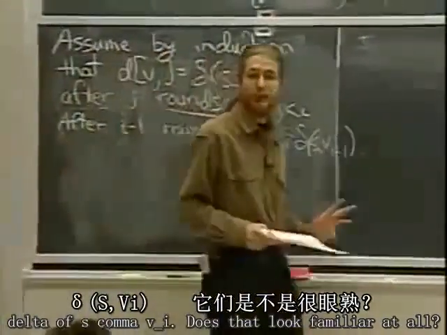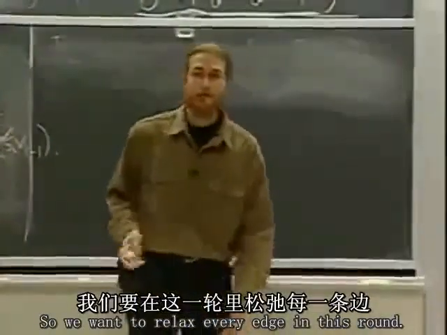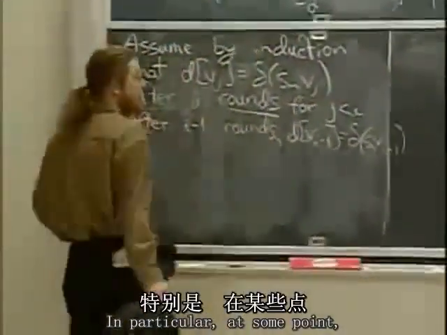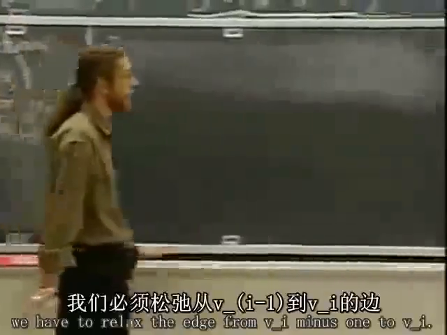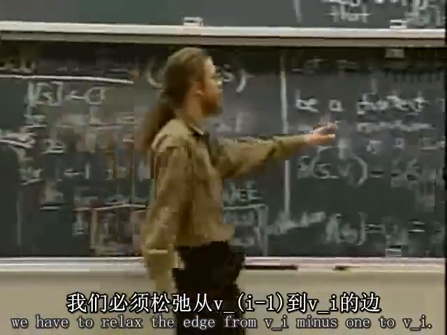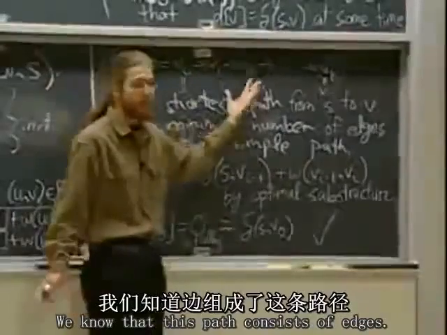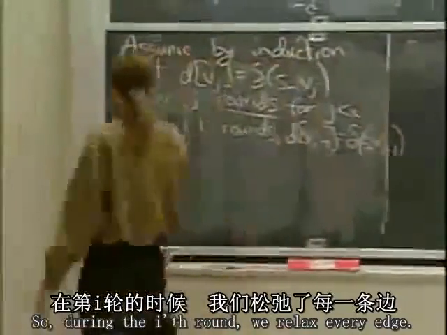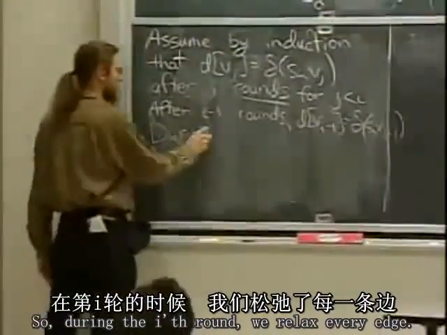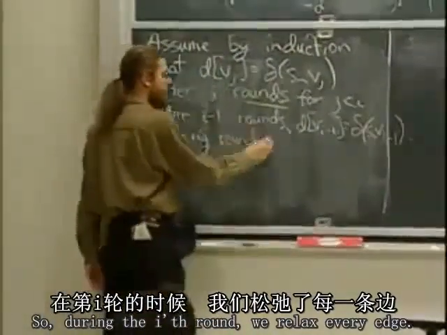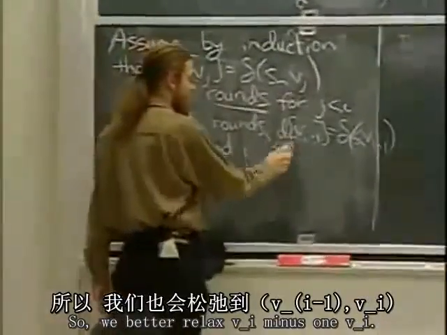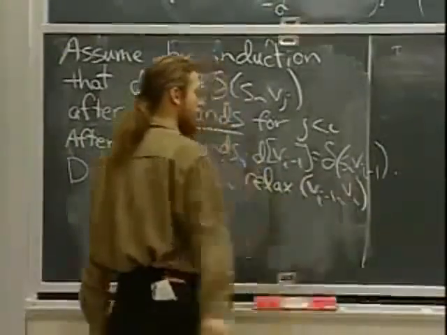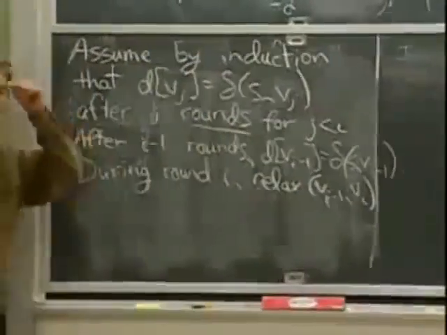Does that look familiar at all? So we're going to relax every edge in this round. In particular, at some point, we have to relax the edge from v i minus 1 to vi. We know that this path consists of edges. That's the definition of a path. So during the ith round, we relax every edge. So we better relax v i minus 1 vi. And what happens then?